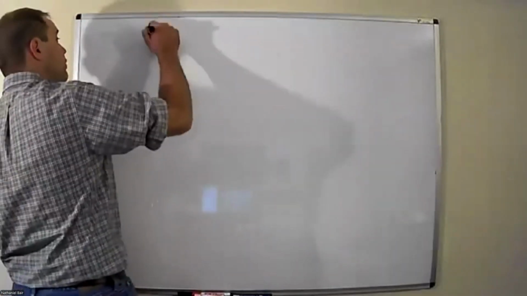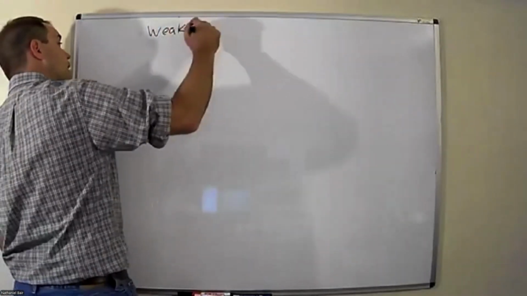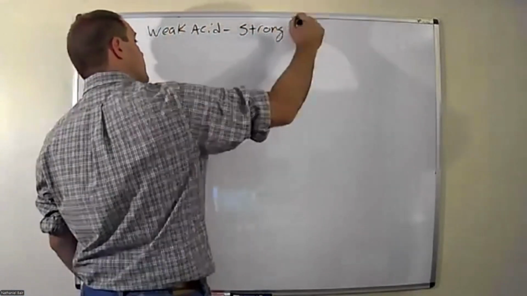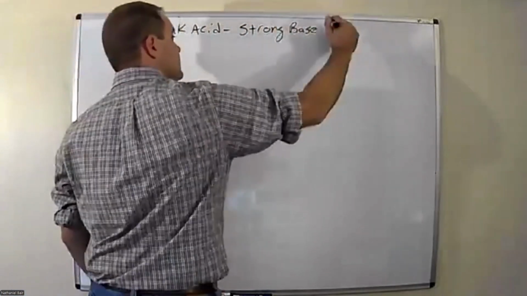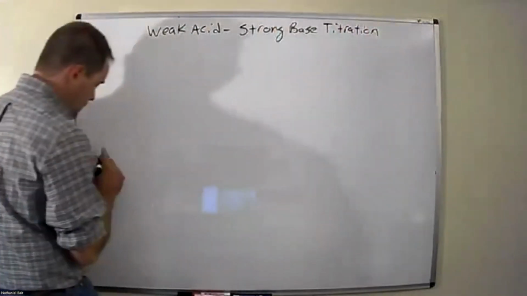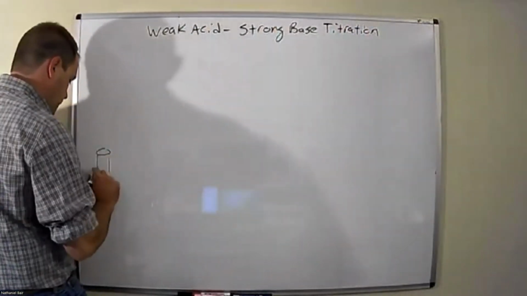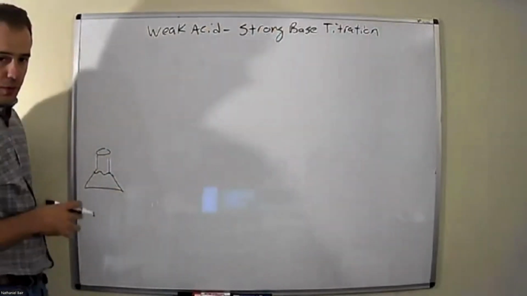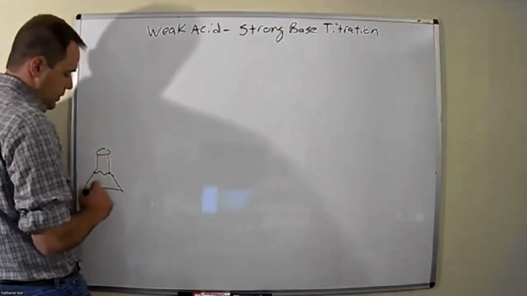We're doing a weak acid, strong base titration. Let's say in our Erlenmeyer flask. Okay, so there's our Erlenmeyer flask that we're titrating into.